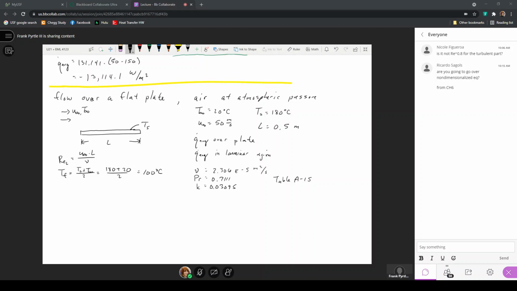Again, we want to find out at the trailing edge, is it turbulent or is it laminar? So we can select the appropriate correlations to eventually get an average heat transfer coefficient over the plate. So here the Reynolds number will be the free stream velocity of 50 meters per second times the length of the plate, which is 0.5 meters, divided by the kinematic viscosity of 2.306 times 10 to the minus 5.